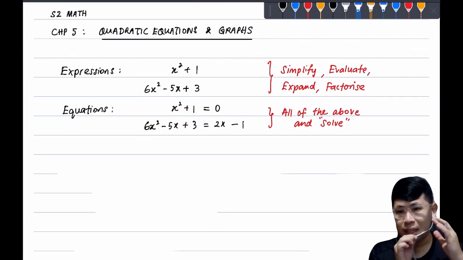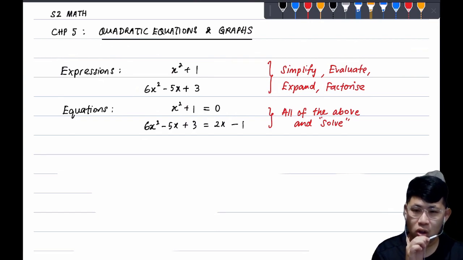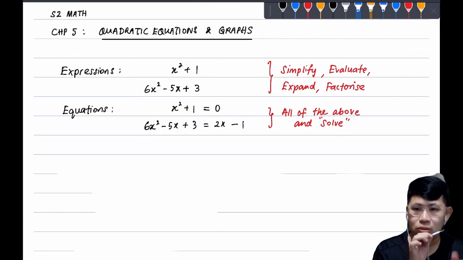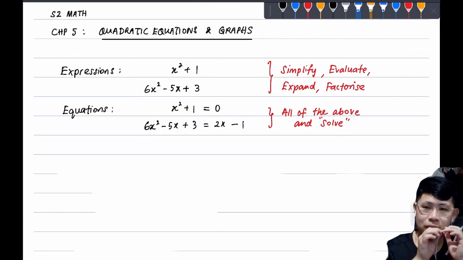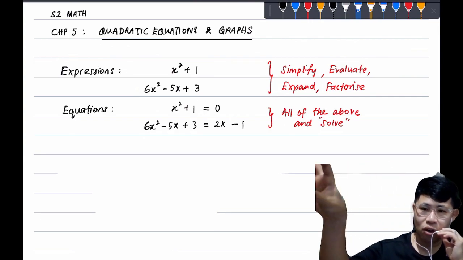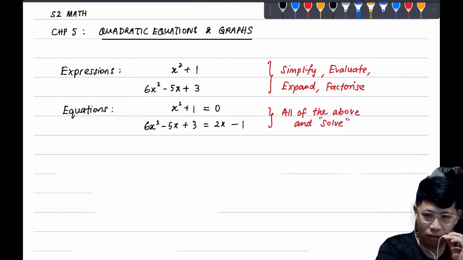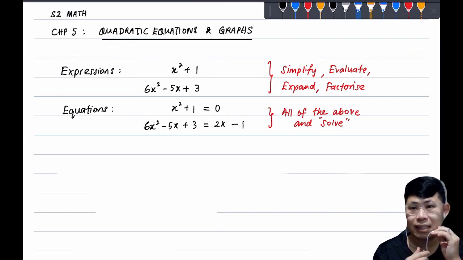So when we have an equation, we can do all of the above, but there is one special thing that we can do, which is to solve the equation, to find a value for x so that the equation is satisfied on both the left hand side and the right hand side. It means if you put the value of x into the left hand side, it's going to be equal to the right hand side of the equation.